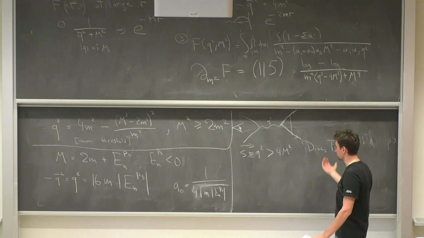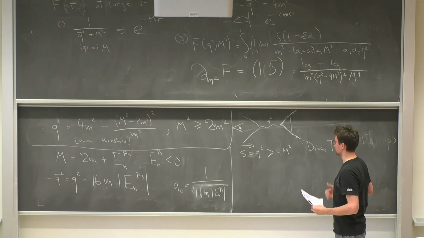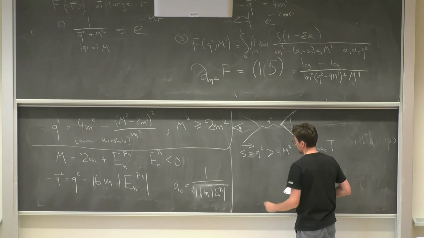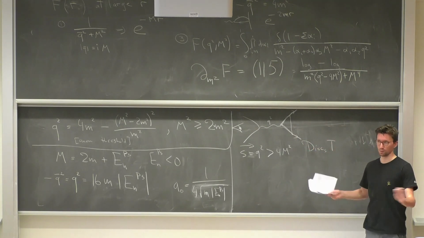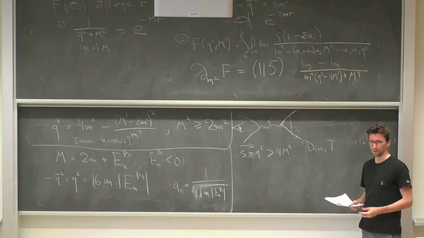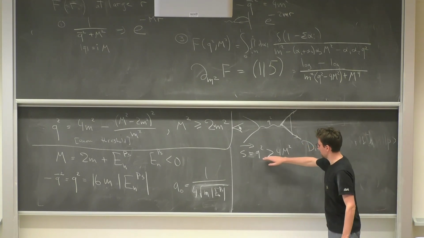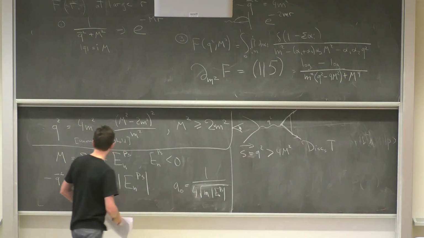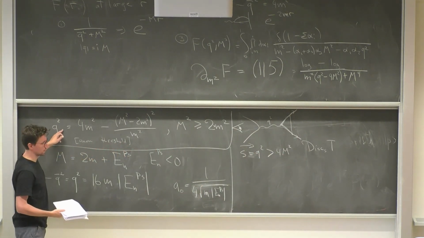However, when we go beyond the physical S, say, for S less than 4m squared, you should not expect that nothing happens. Here's an example where you go for Q squared less than 4m squared, and there is in fact another branch point at this position.